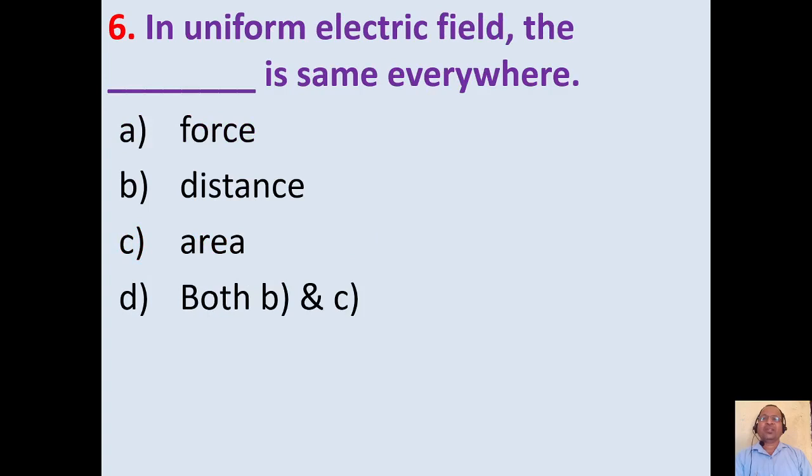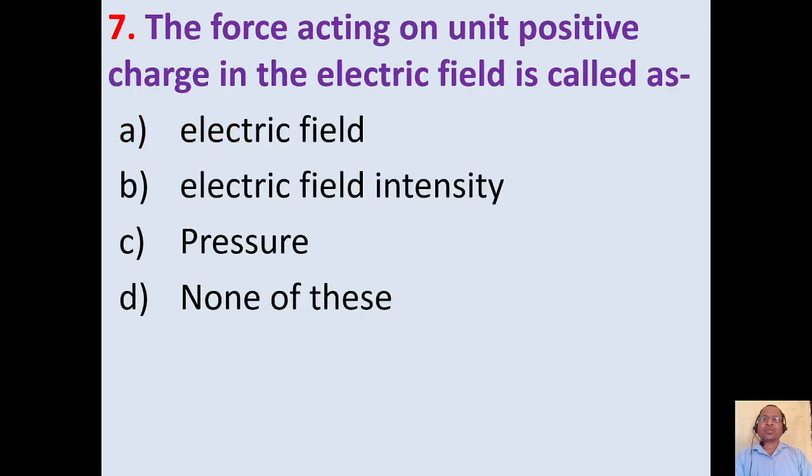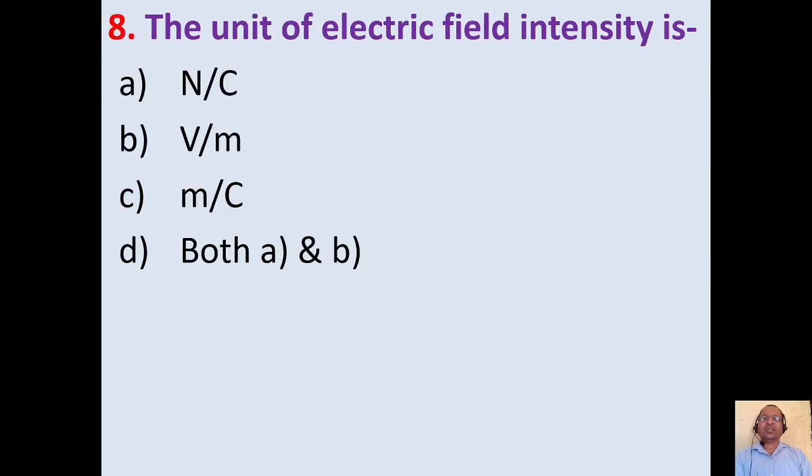In uniform electric field, the dash is the same everywhere. So in uniform electric field, force is the same everywhere. The force acting on unit positive charge in the electric field is called as dash. So this is the definition of electric field intensity. The unit of electric field intensity, by the formula capital E is equal to F upon Q, is Newton per Coulomb. Its another unit is volt per meter also. So both A and B are correct.